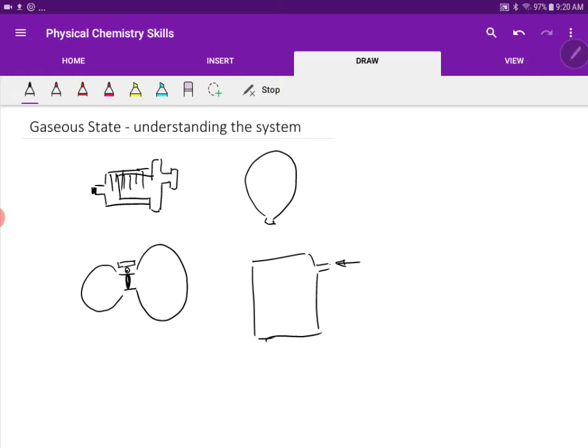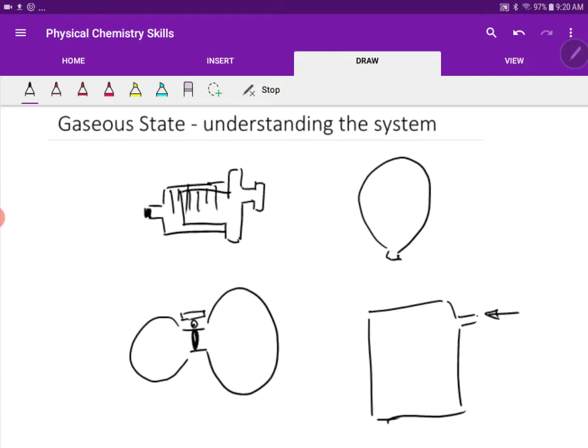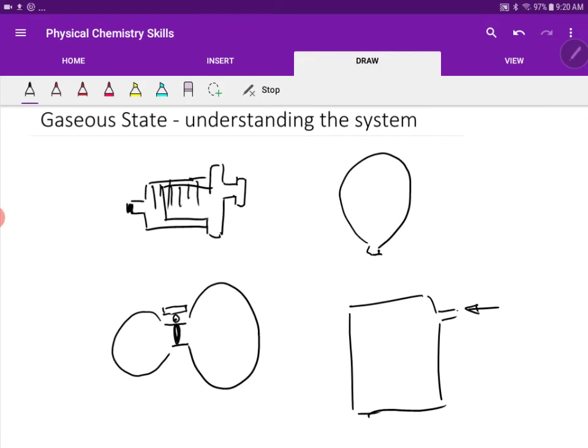So in this video I'm going to share with you what you can usually do to understand the question better, which I call understanding the system. If you look at different questions, you will realize that they always use the same kind of objects. They can use things like a balloon, a syringe, containers that are connected together, or they can just use a simple container where they allow gases to be pumped in.